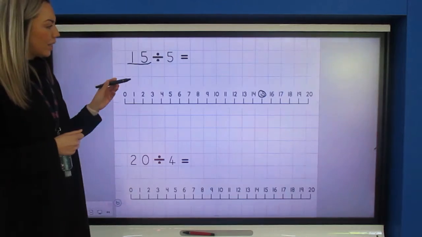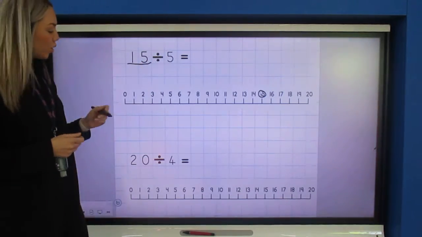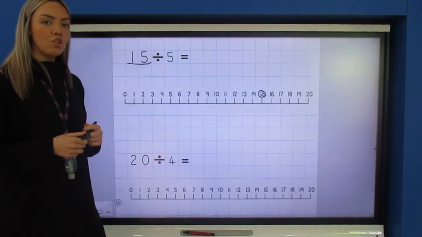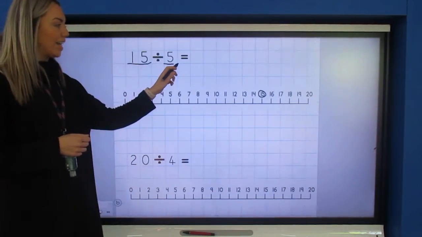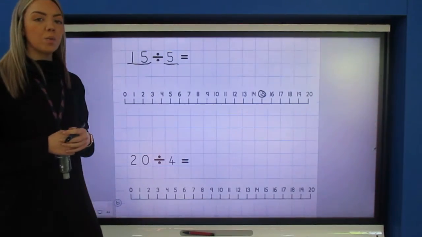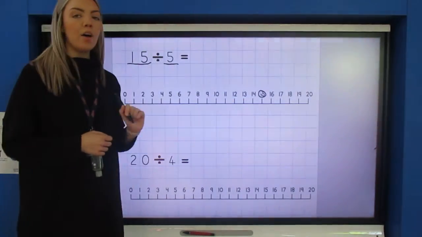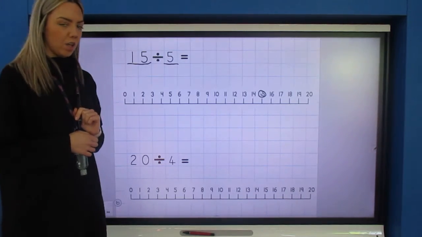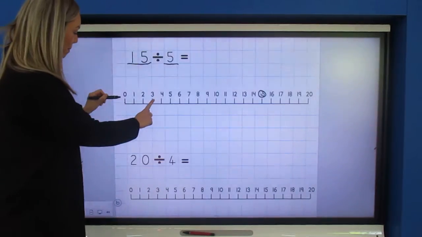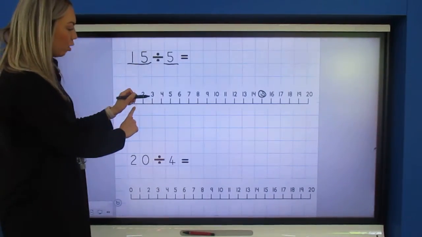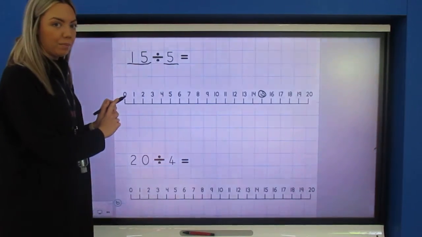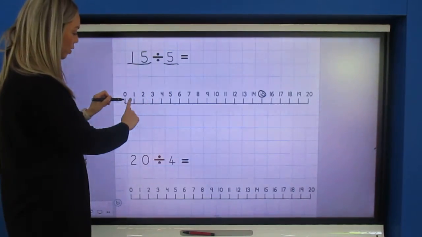Now it says that we need to divide it by 5. So we're going to start at 0 and we need to make sure that we're doing jumps of 5. And it's how many jumps of 5 do we need to get to our answer 15. So if we start on 0, we're going to jump 5, remember? So we're not going to do little jumps because we need to make our groups, our jumps, 5. Okay? So let's do the first one together.